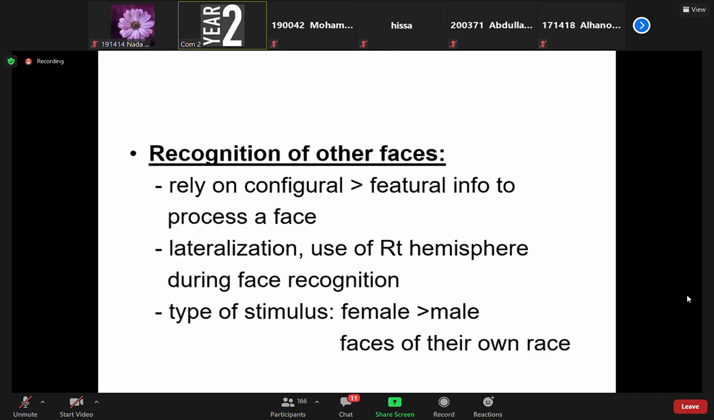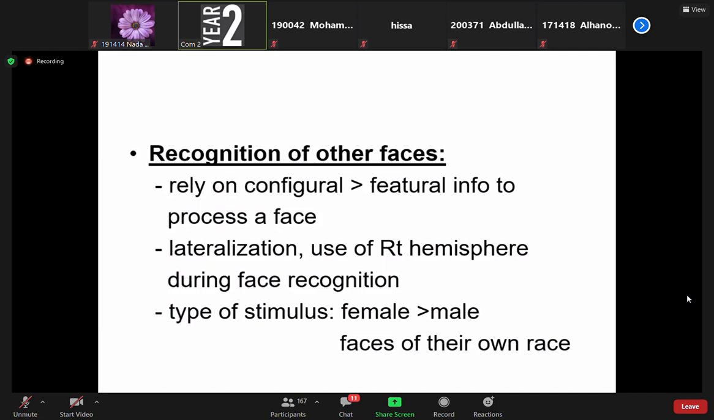What about recognition of other faces? They talk about the configuration more than the features of the face. So what is a configuration? What does that mean? So the architecture, if you will, of the face. How wide are the eyes apart from each other, more so than are they pretty eyes or not? The nose, again, the nasal bridge. So the architecture of the face is something that could be more appealing. And again, you have more use of the right hemisphere aiding you in facial recognition.